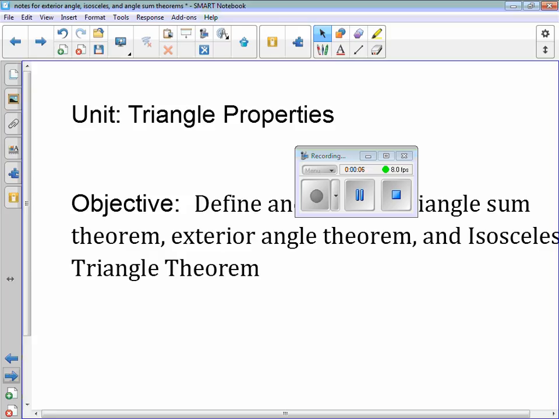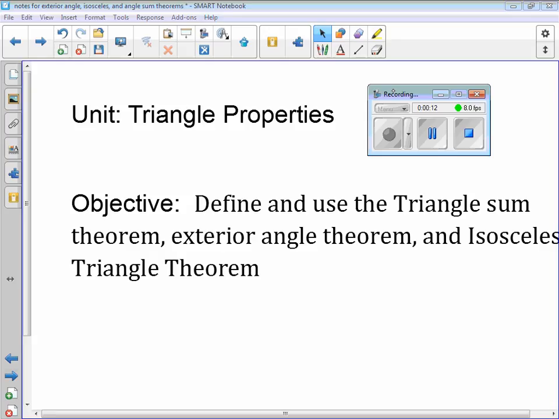In this video, we'll be going over triangle properties and the objective: define and use the triangle sum theorem, exterior angle theorem, and the isosceles triangle theorem.